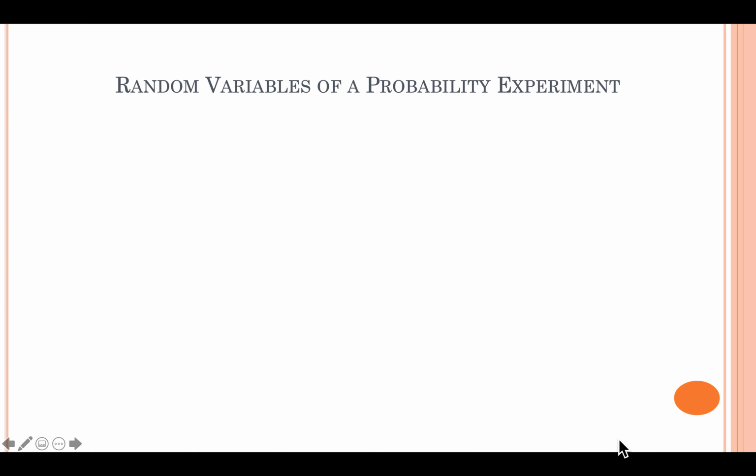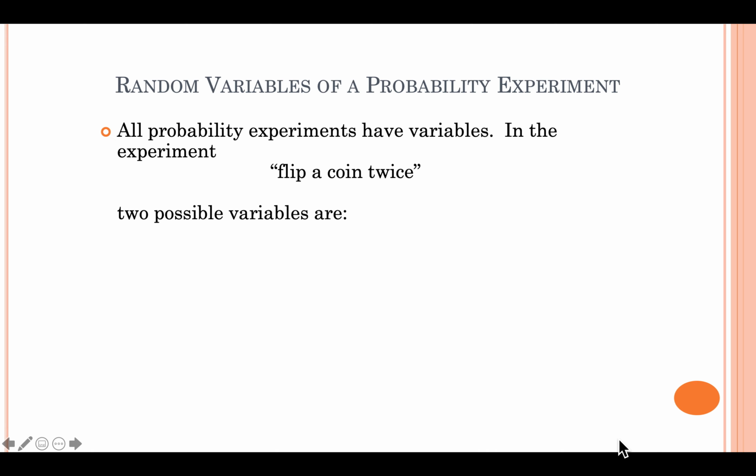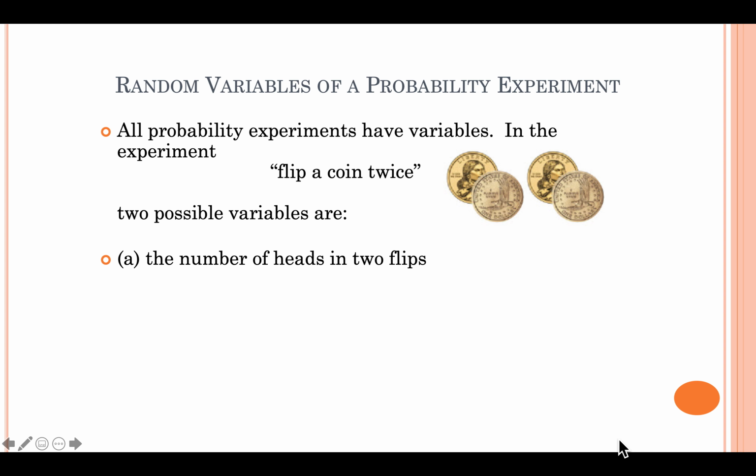Random variables of a probability experiment. All probability experiments have variables. In the experiment, flip a coin twice. The two possible variables are the number of heads in the two flips or the number of tails in the two flips.